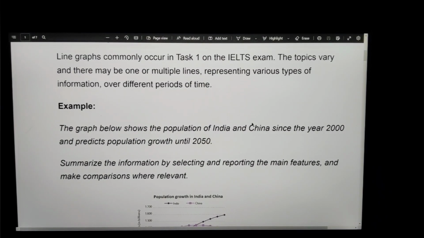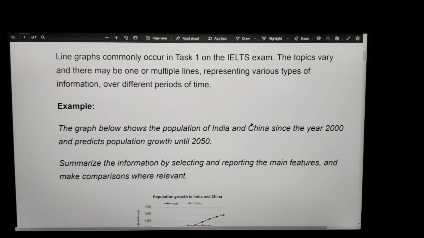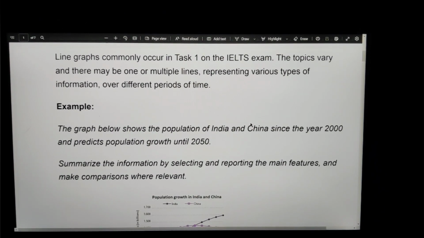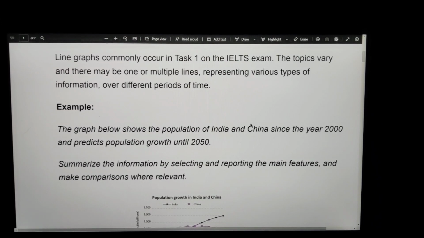This is a common example of a line graph. The graph below shows the population of India and China since the year 2000, and it predicts the population growth until the year 2050. So we'll have to summarize the information by selecting and reporting the main features and make relevant comparisons of the graph.